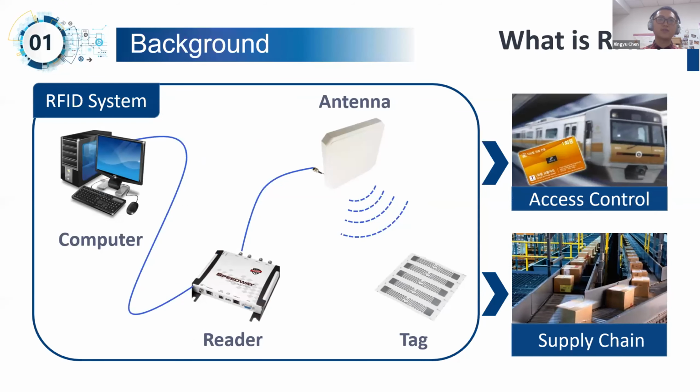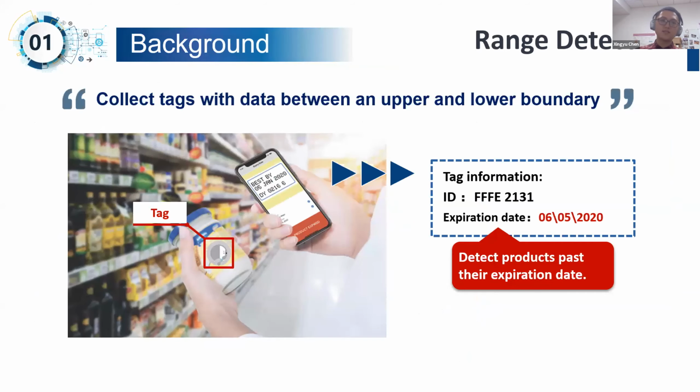RFID plays an important role in IoT applications. A typical RFID system consists of 4 parts: the computer, the reader, the antenna, and the tag. Since a tag is cheap and battery-free, it is a good choice for many applications in our daily lives, including our ID card and the supply chain. In this work, we study how to do range detection in RFID systems.